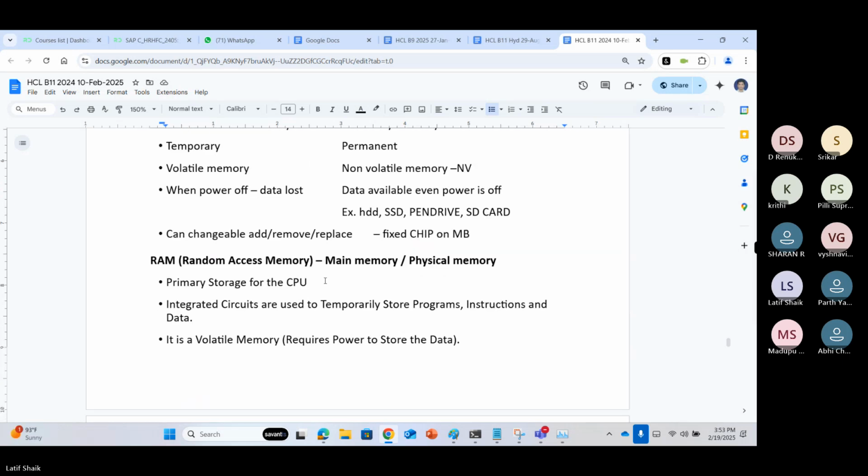RAM is also called main memory or physical memory. RAM is one of the primary memories. Some places show only memory, some places show main memory, physical memory, total memory. All of these belong to RAM only. RAM stores data and instructions temporarily. RAM is an example of volatile memory.